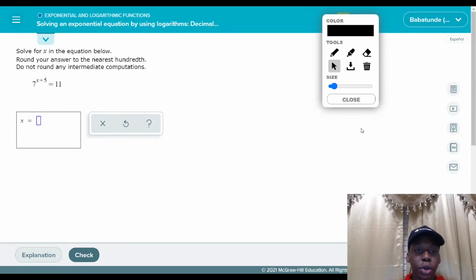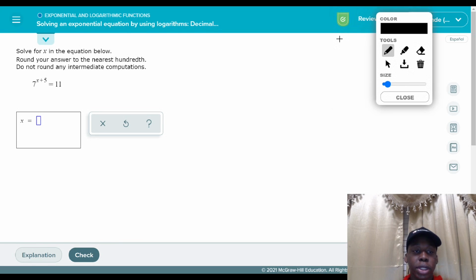My name is Babatunde Arolo, and today we're going to be talking about solving an exponential equation by using logarithms. In this case, we're going to be given questions based on exponents, and we're going to use logarithms to find the variable that we're asked to look for. We're asked to solve for x, and the only way that we can do that is by using the logarithm function. So let's take a look at this.